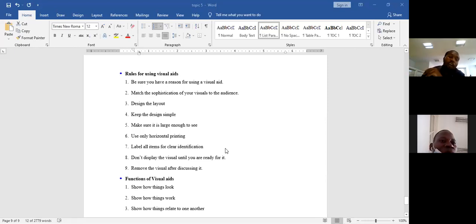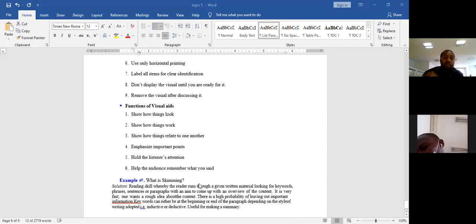So let's look at the functions of a visual aid. They show how things look. A visual aid usually shows how things look. They show how things relate to one another. They emphasize the important points, and they hold the listener's attention. And the last thing is that they help the audience remember what you said.